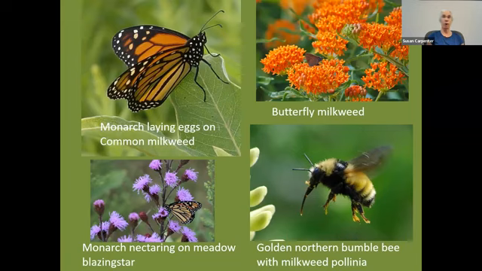So here's the monarch nectaring on the meadow blazing star. This is one of their very favorite plants. So if you're really encouraging a monarch garden, you would want to see if you could include that plant. It does well in medium to wet mesic conditions, and the monarchs can really congregate on it when it's blooming.